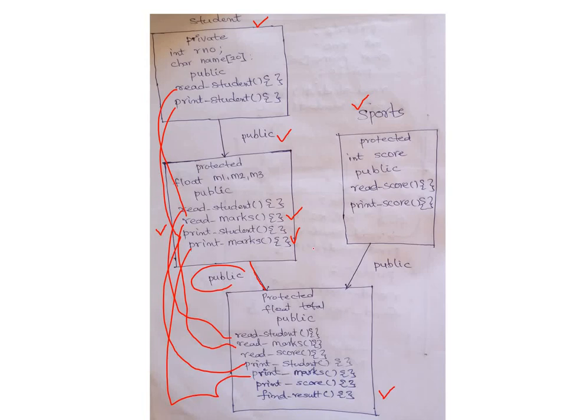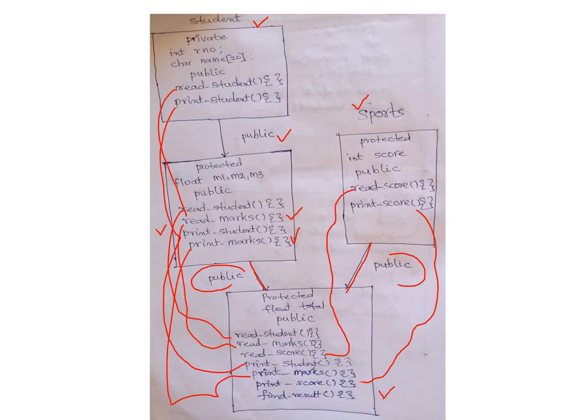Now let us see the relation between these two classes with the help of the visibility mode public. Now when the visibility mode is public, the public members of its base class become public members in derived class. Here read underscore score is a public member under the sports class. It becomes public member in its derived class. Next, print underscore score is a public member of the sports class. It becomes public member in its derived class.